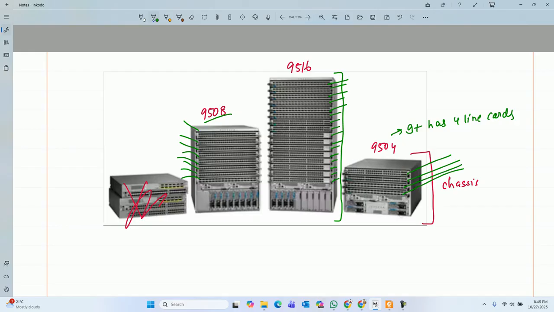Now you'll say, okay, do we need to add all of the line cards at once? No. As you need them, you can keep adding those line cards. If you have 9516, you can use it with 4 line cards also, 5 line cards, 6 line cards. So you can keep adding more and more line cards as per your requirement. But the benefit is the management. The entire chassis is managed as just one switch.